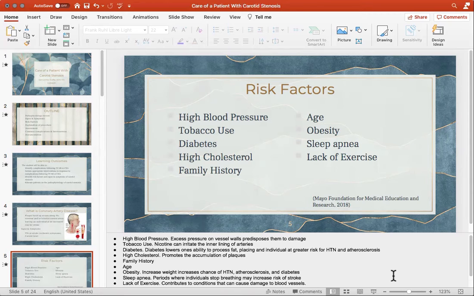A family history and age. The older you are, the more likely you are to suffer from a stroke. Obesity. Having an increased weight also increases one's chance of having hypertension, arterial sclerosis, or diabetes. Sleep apnea. The periods where an individual stops breathing while asleep may increase their risk of a stroke. And lack of exercise. This contributes to conditions that damage blood cells or blood vessels, excuse me.